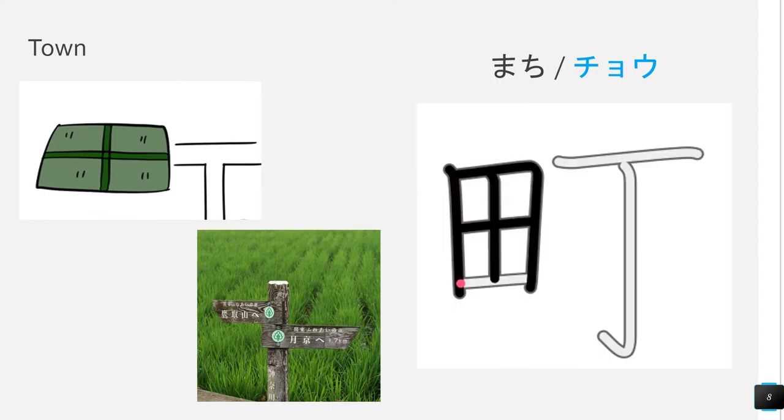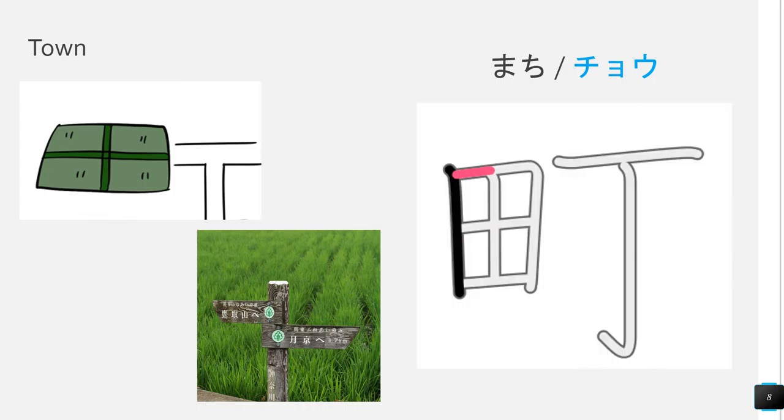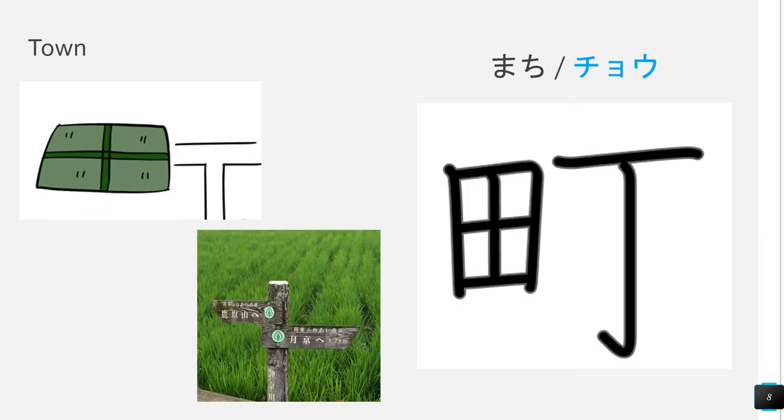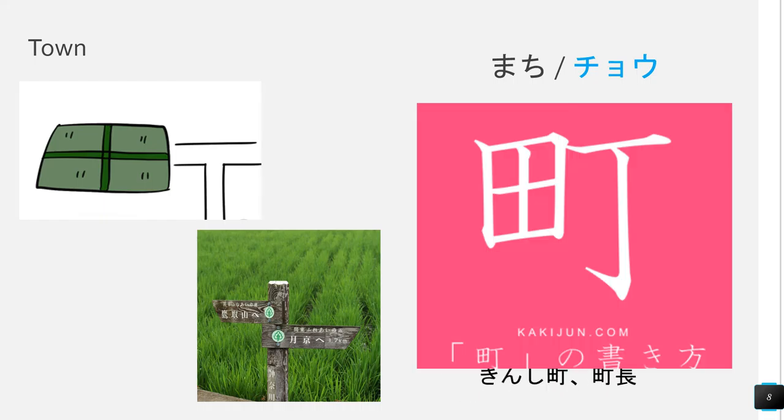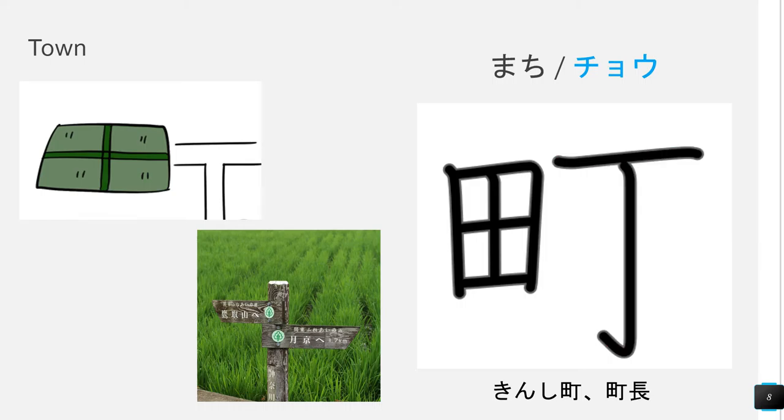Now, another pronunciation that you need to recognize is cho. You probably won't need that until year 12, but you might as well learn it now. Now, machi and cho, how do you decide when to use it? It's a bit tricky. Most of the time, I would say just pronounce it as machi. But there are specific place names in Japan.